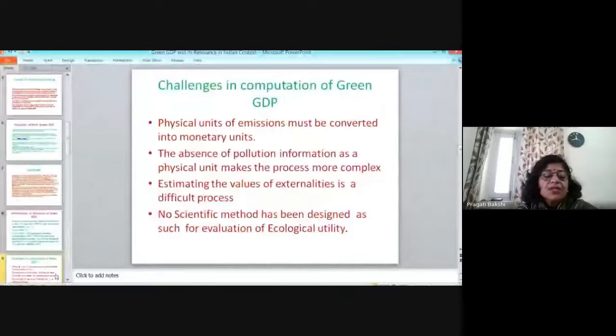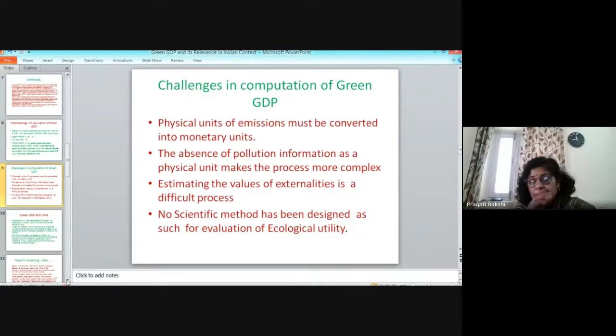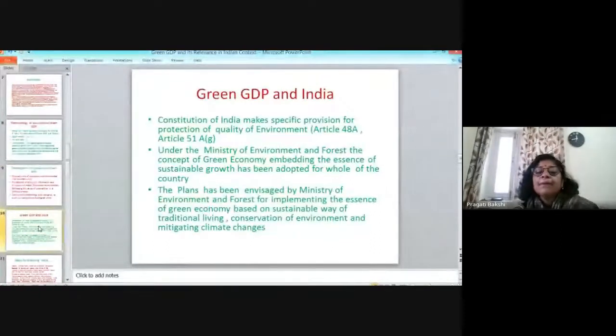But still there is no scientific method of how to evaluate the ecological units. So this is the major problem with us when we need to compute green GDP. There is no scientific method, or what we call a universal method, as of now. There may be research going on. So this is for the whole world.